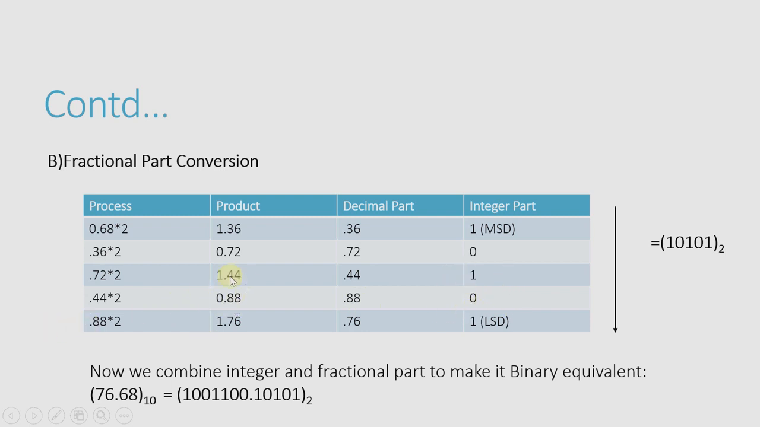Next again we pick up the fraction part, that is 0.88 into 2, and the product is 1.76, and that is 0.76, and the integer part is 1. So what you have to remember in this fractional part is that you pick the fraction part, multiply it with 2, and whatever product you got, write it in the product column, and then separate the integer part and the fractional part.